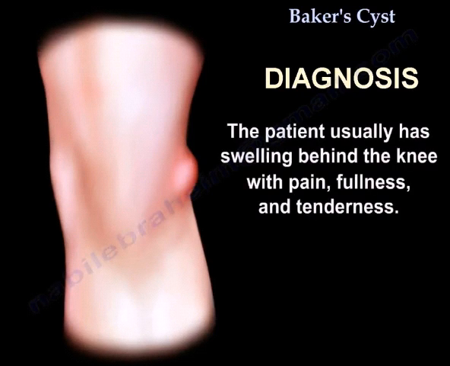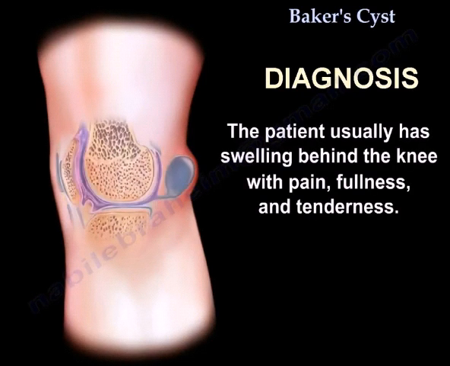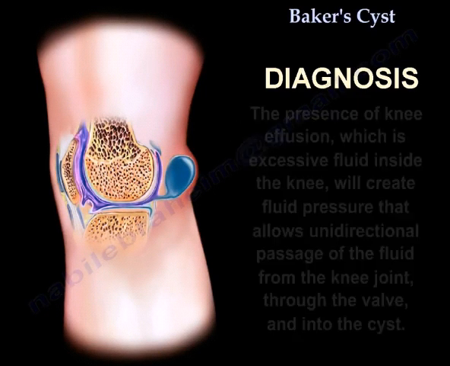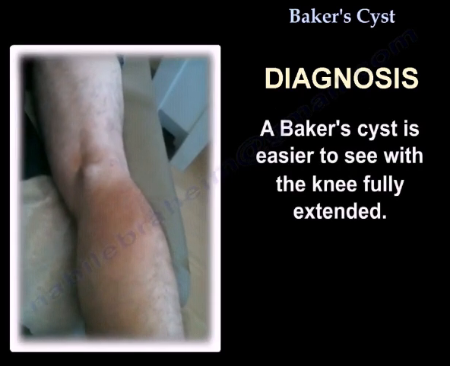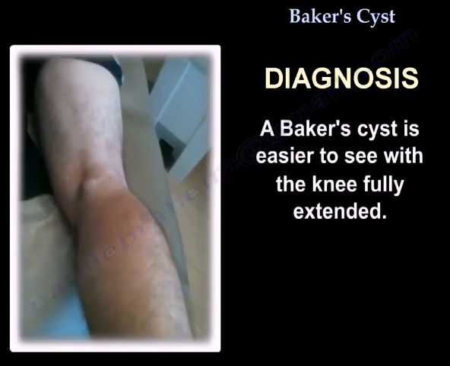Diagnosis: the patient usually has a swelling behind the knee with pain, fullness, and tenderness. The presence of knee effusion, which is excessive fluid inside the knee, will create fluid pressure that allows unidirectional passage of the fluid from the knee joint through the valve into the cyst. Baker's cyst is easier to see with the knee fully extended.